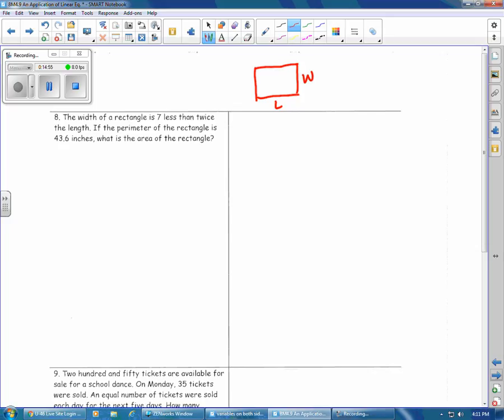So the width of a rectangle is 7 less than twice the length. If the perimeter of the rectangle is 43.6 inches, what is the area of the rectangle? So if they're giving us a perimeter, we have to figure out what the length and the width are, and then we'll have to take that length and width and multiply them by each other to find out what the area would be. So this is a really complex problem. So let's take a look at what we know, or what we don't know, I should say. Let's have x be the length.